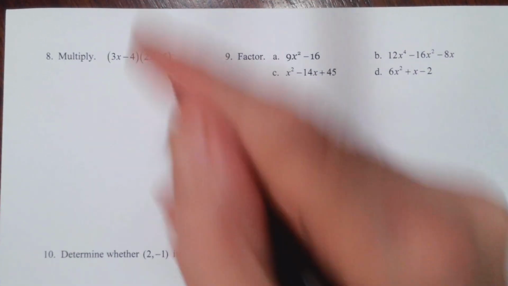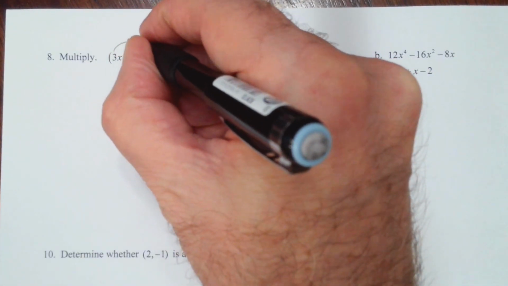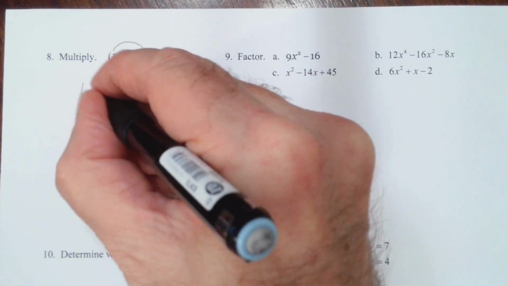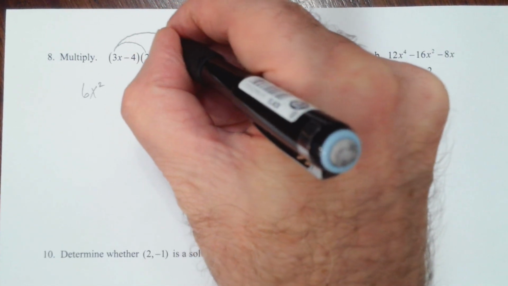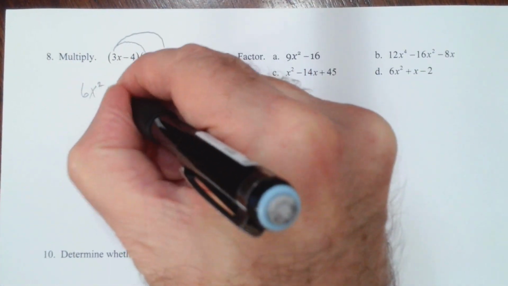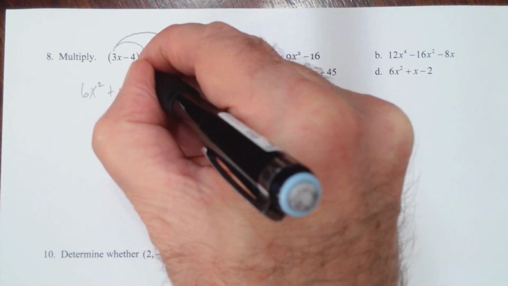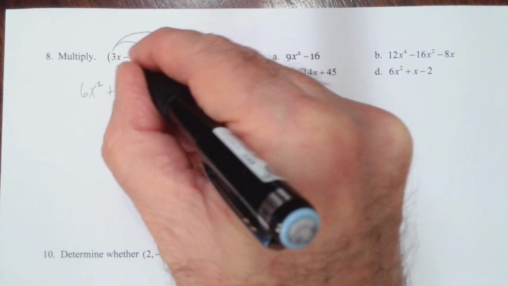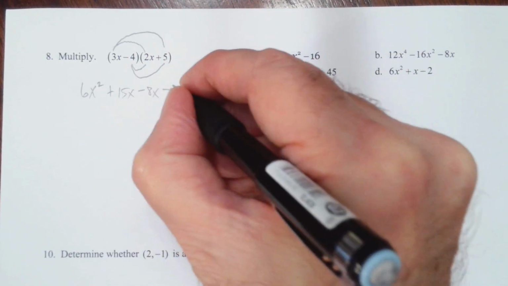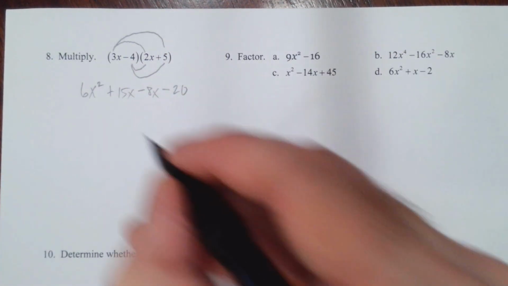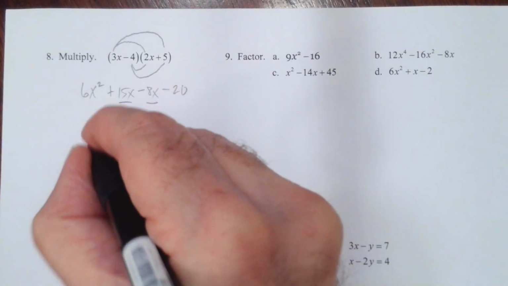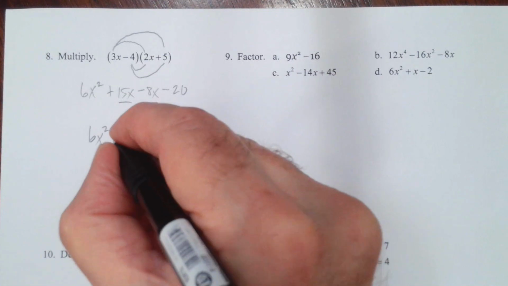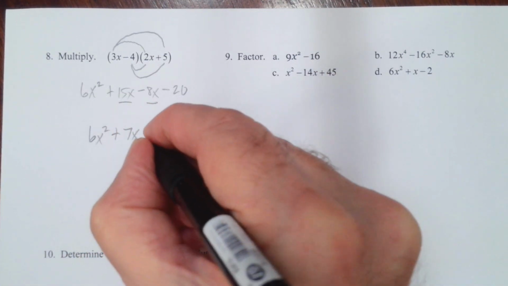On number 8, all we have to do is FOIL, because it's a binomial times a binomial. We multiply the first terms, we get 6x squared. When we multiply the outer terms, we get 15x. The inner terms, we get a minus 8x. And the last terms, -4 times 5, we get -20 or minus 20. Notice we have two like terms here. We're going to end up with 6x squared. 15 minus 8 is 7, so plus 7x minus 20.